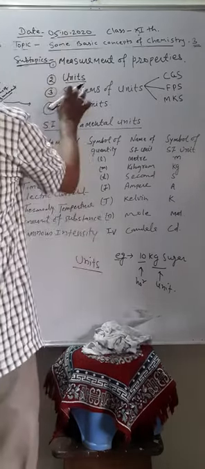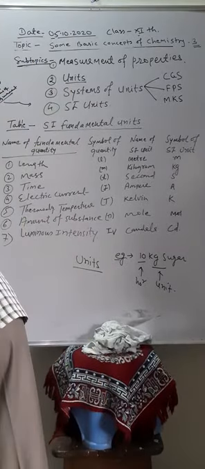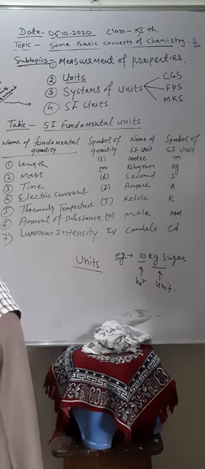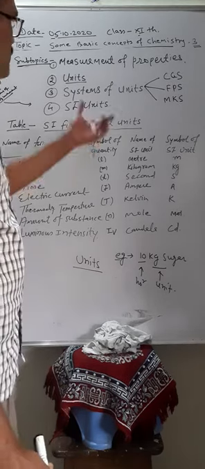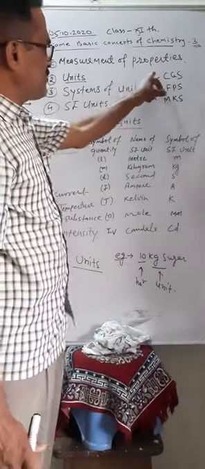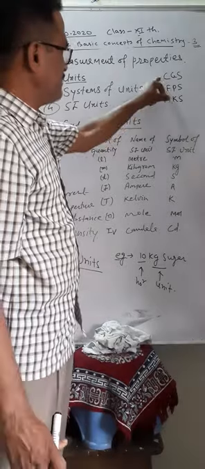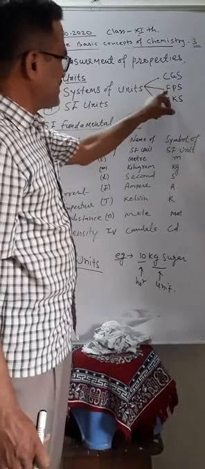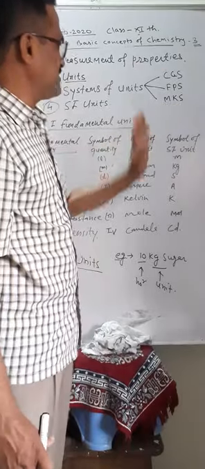Then here we study about the systems of units. Now there are so many systems of units. So here three systems of units are there. First one is the CGS system. Second one is the FPS system, and third is the MKS system.